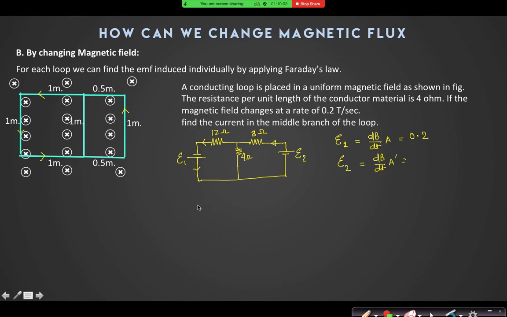And that is equal to how much? 1.5 into 0.2, right? Yes, sir. 0.01. How much is it? Just half of that. Sorry, it is 0.5 into 0.01. So now the electrical network is ready. You can calculate the current in this branch. Yes or no?